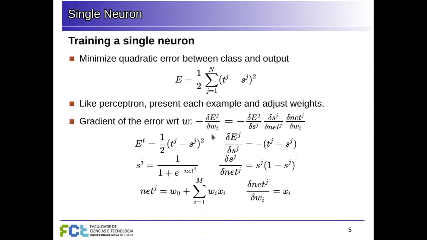And this is what we have here. Our error function at the end is this quadratic difference, the square of the difference between the target and the output for the example. So the derivative is this.